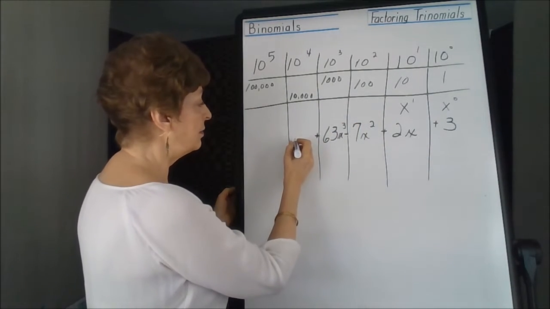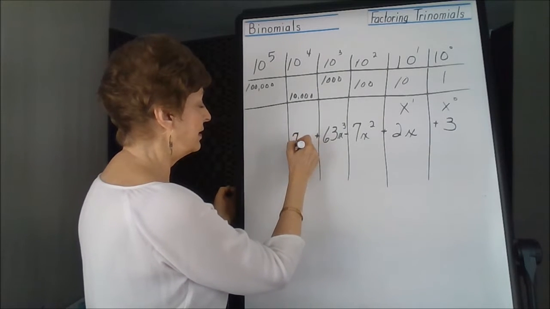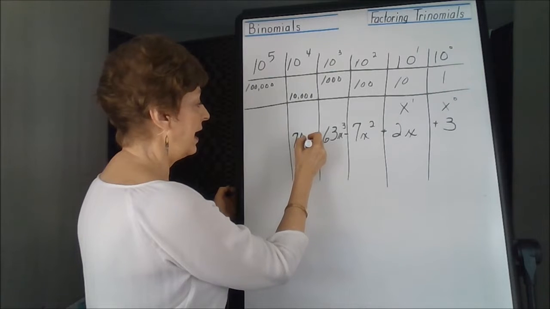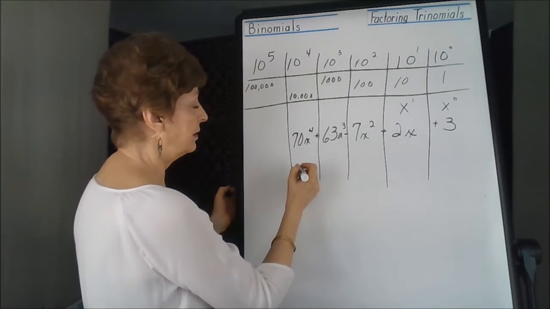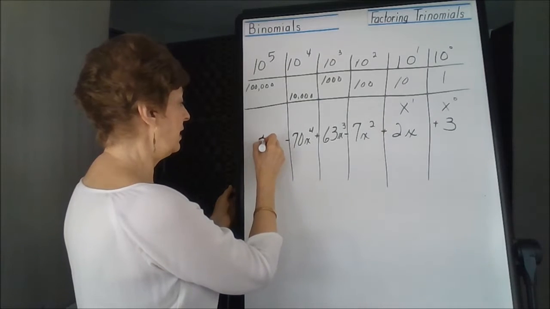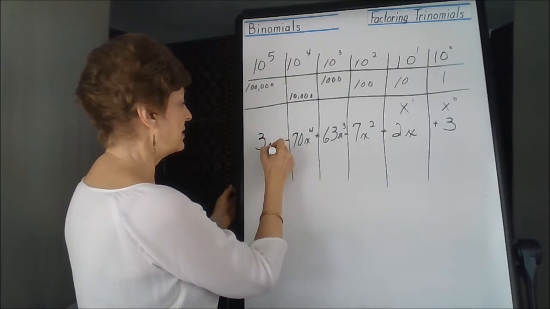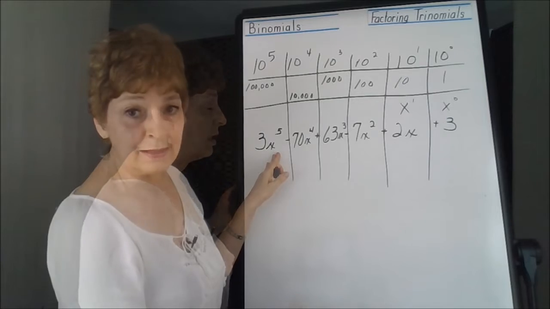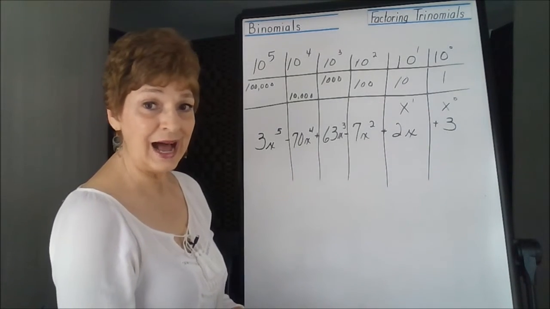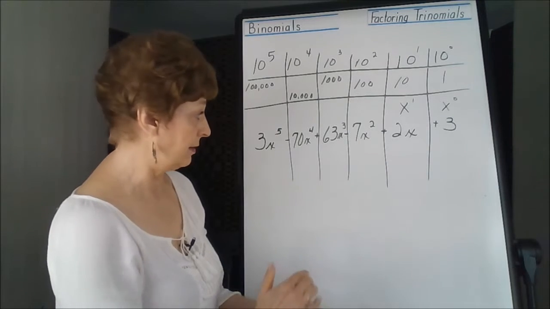Possibly in this column we could have a 70x to the fourth power. And over here we'll have 3x to the fifth power. So the exponents on these different polynomials tell you the column that they belong in.